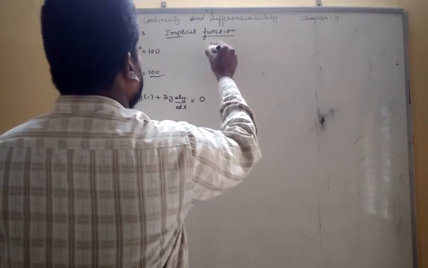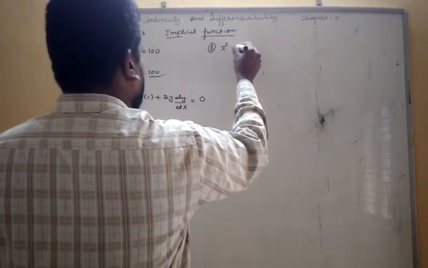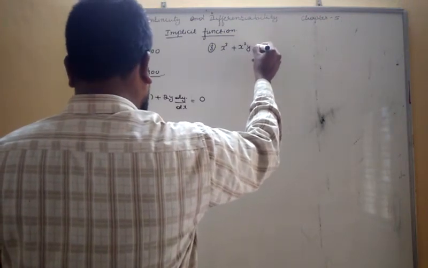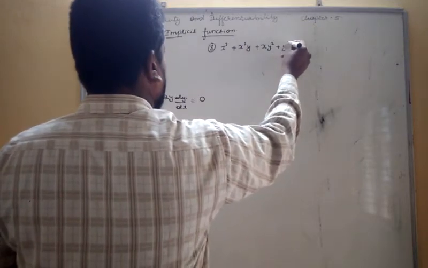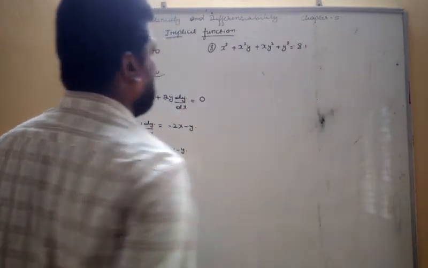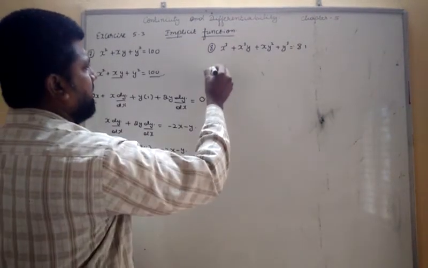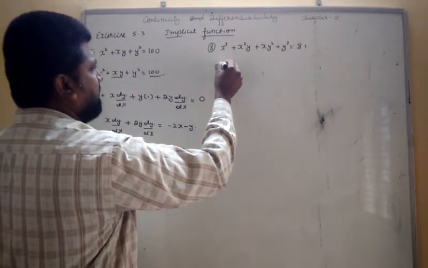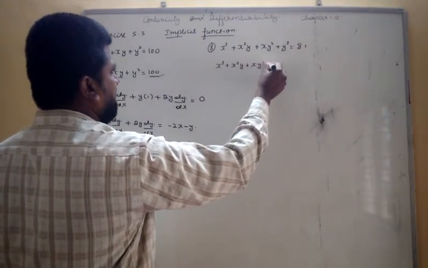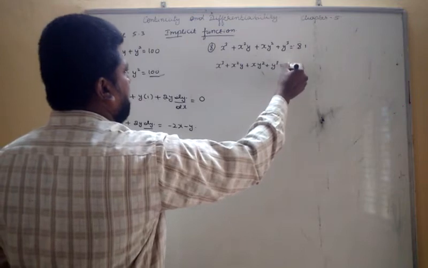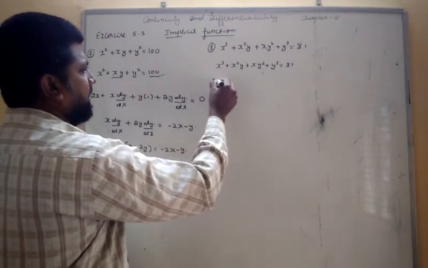x³ + x²y + xy² + y³ = 81. Okay, so let us take x³ + x²y + xy² + y³ = 81. So x³ differentiation is 3x².